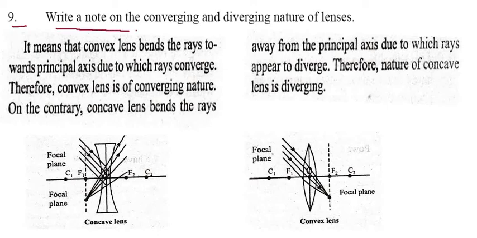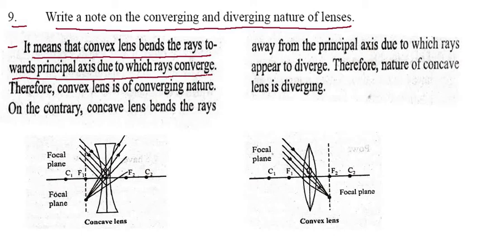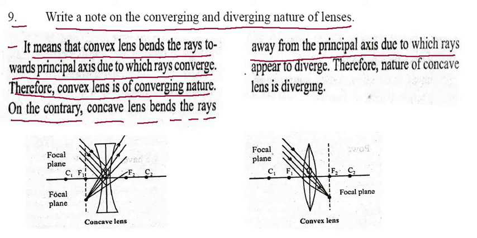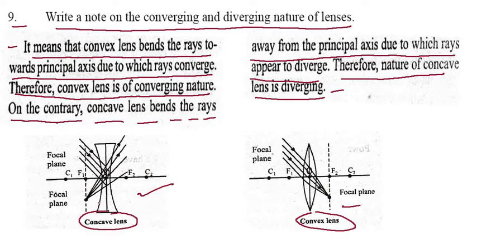Question number 9. Write a note on the converging and diverging nature of lenses. So first, the convex lens bends the rays towards the principal axis due to which rays converge. Therefore, convex lens is of converging nature. On the contrary, concave lens bends the rays away from the principal axis due to which rays appear to diverge. So therefore, the nature of concave lens is divergent. You can see in the figure, it is the convex lens and it is the concave. So you have to write and draw this diagram.